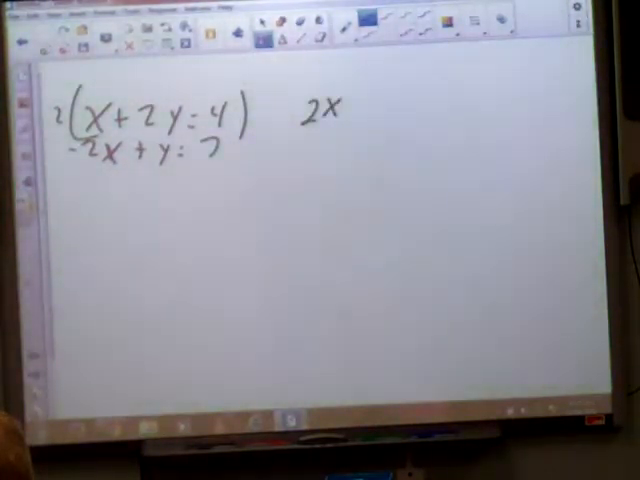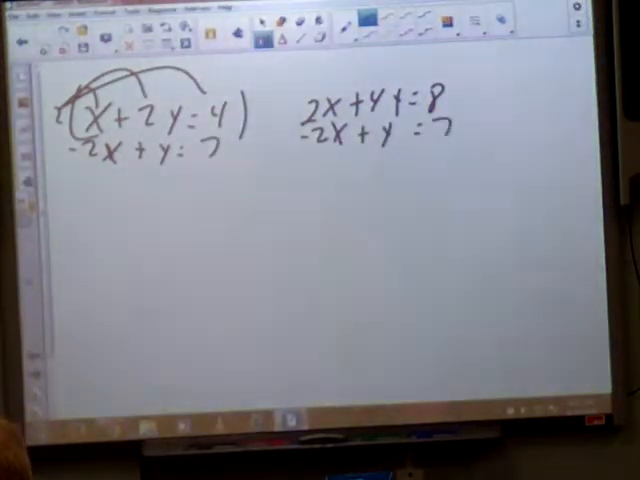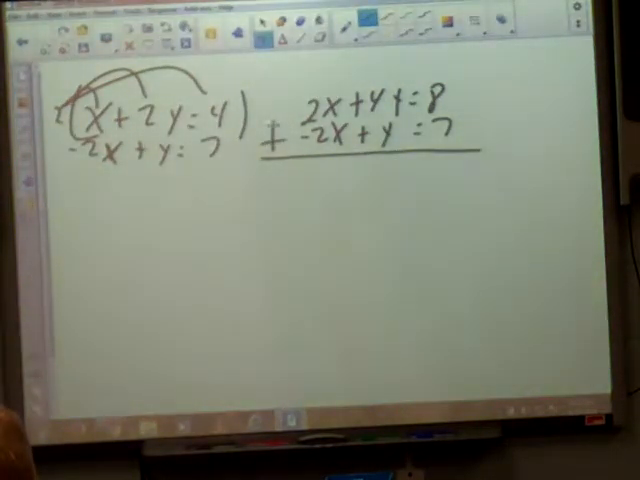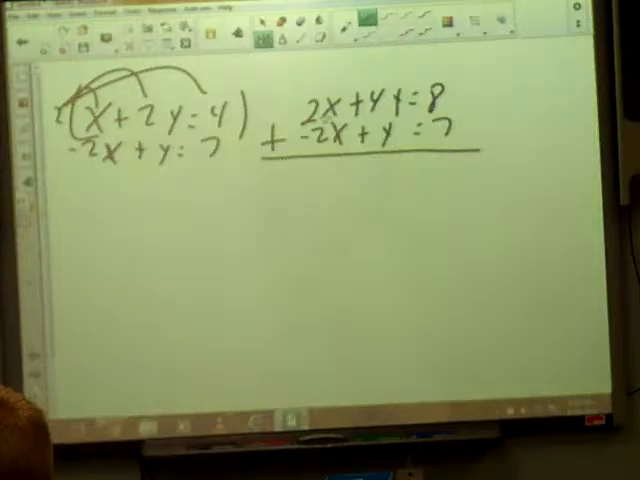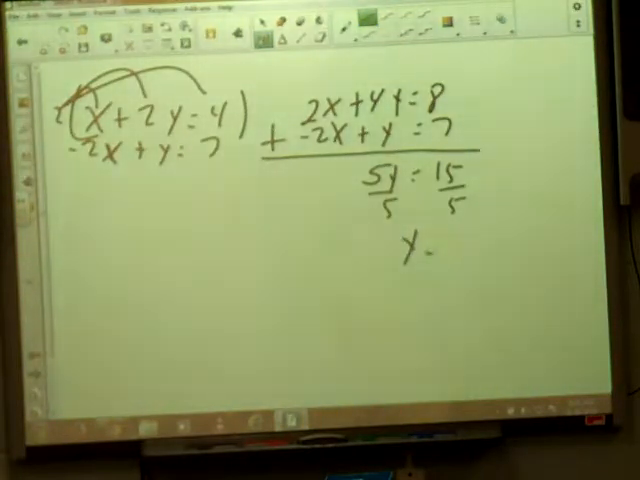So that got me 2x plus 4y equals 8. I just distributed a 2 to all of those. Now I didn't do anything to this bottom one. It already had a 2x. So I'm just writing it underneath it. Now 2x plus negative 2x would make that go away. So 2x plus negative 2x, he gone. 4y plus 1y is 5y. 8 plus 7 is 15. So you know y has to be 3.